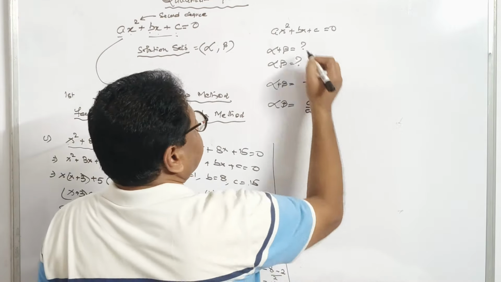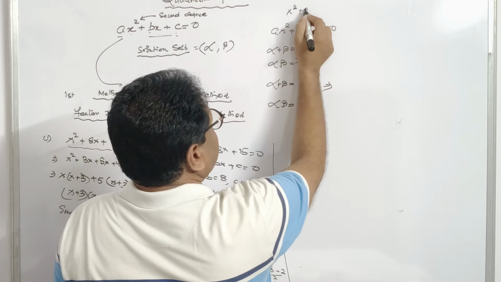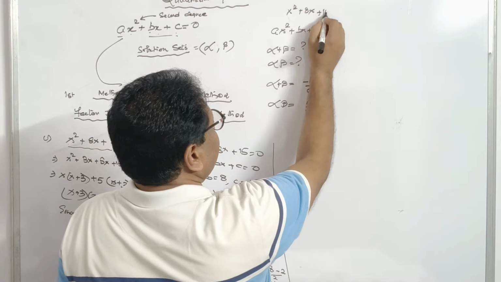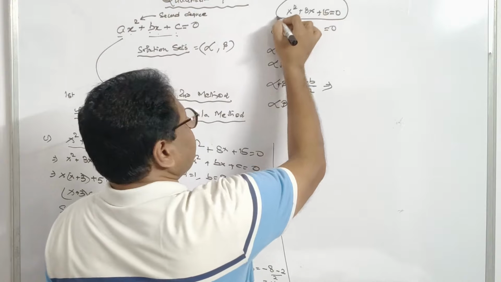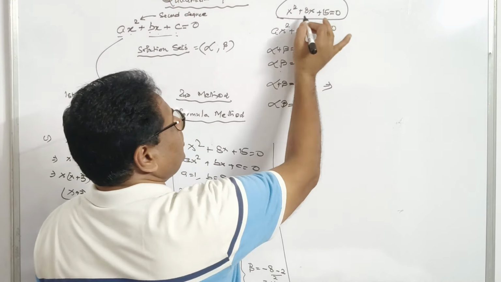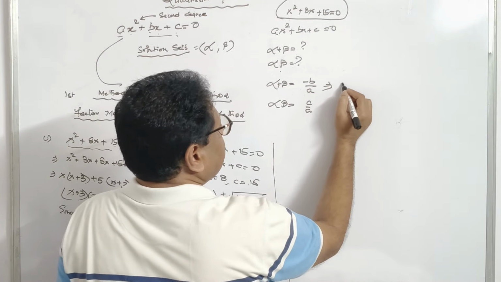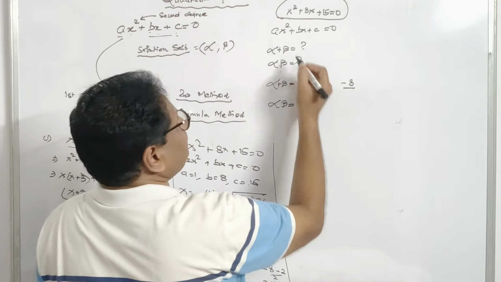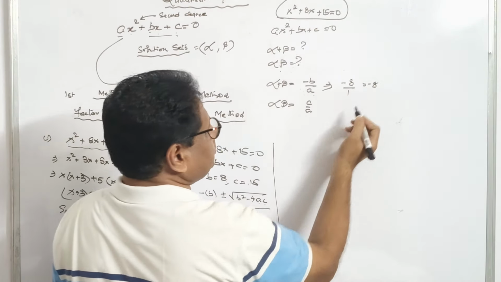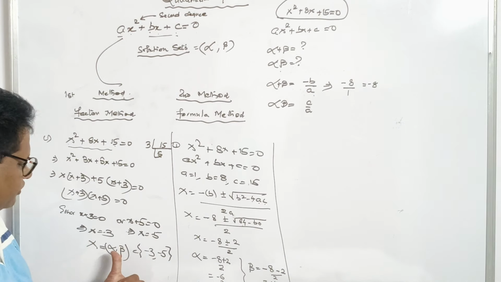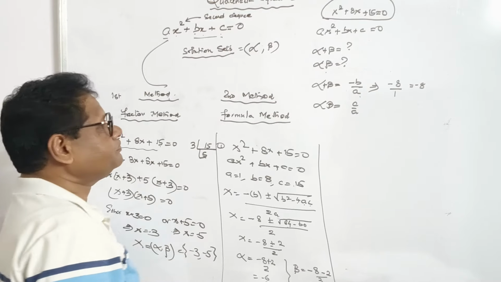Now look at this formula. Here we have the equation x square plus 8x plus 15 equal to 0. The same equation. For this we are going to find the sum of the roots and product of roots without solving the equation. By applying this formula, alpha plus beta comes minus 8 by the coefficient of x square, which is 1, so the answer is minus 8. Yes, it is true, because you can see that the sum of the roots, minus 3 minus 5, that is alpha plus beta, is minus 8.